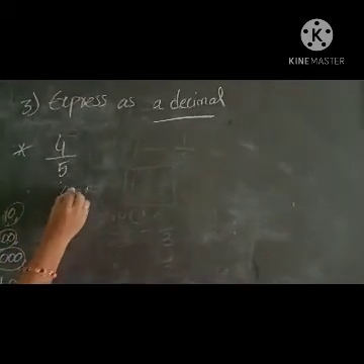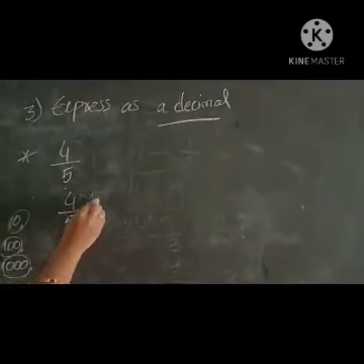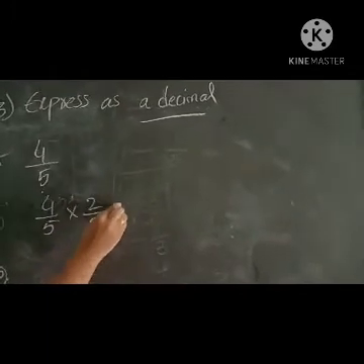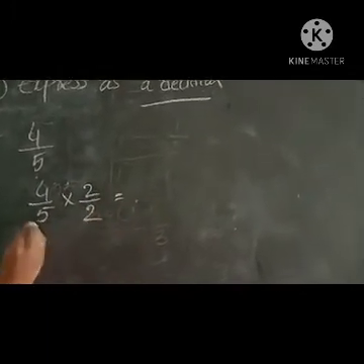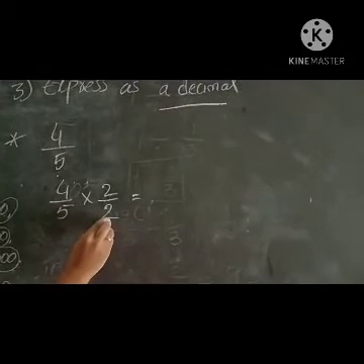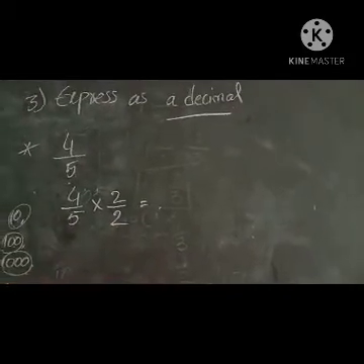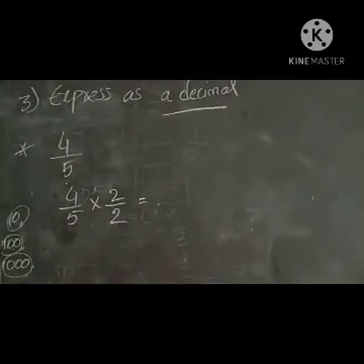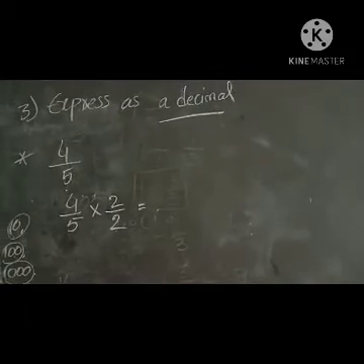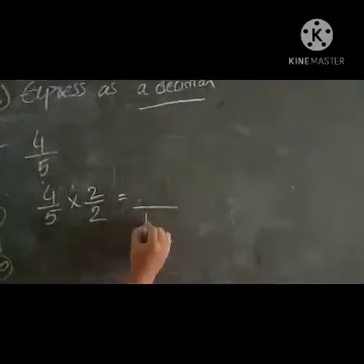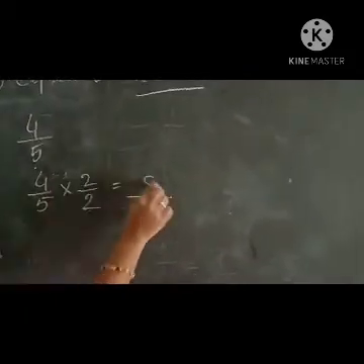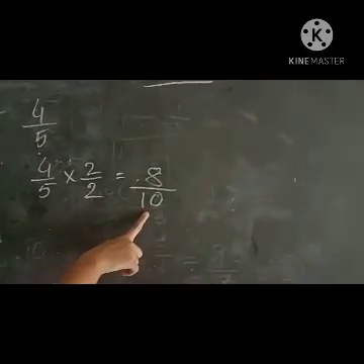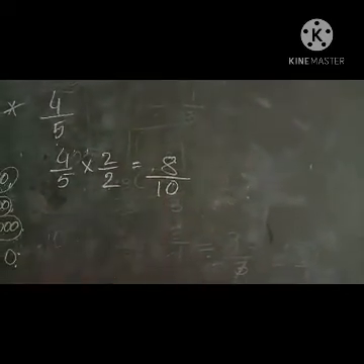So 4 by 5 into 2 by 2. Why? Because I am taking 2, as in the 5 table, 5 2s are how much? 10. We get the answer 10. See here, 5 2s are 10, and 4 2s are 8. We get the denominator 10.